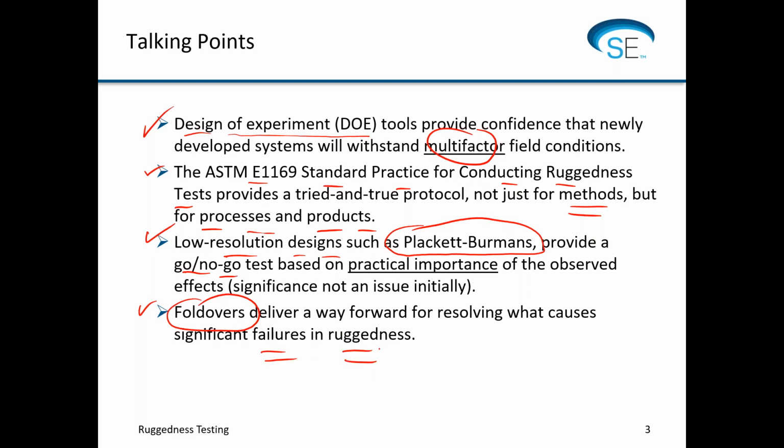However, hopefully you would get a go on the ruggedness test. The ruggedness test would produce effects that are unimportant and possibly also insignificant. And then you would just press ahead and feel assured that your product or your process or your method or whatever the system is will continue to work in the field despite the conditions out there. So that would be the ideal, but we have a path that can go back and remediate whatever the problems are through the foldover.